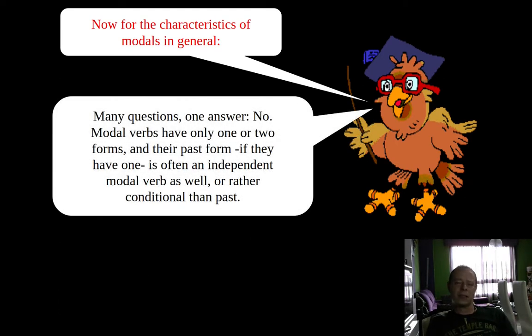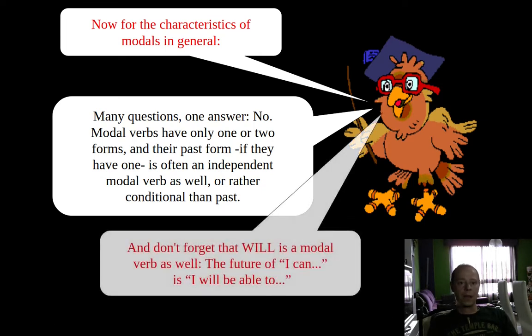There are many questions, but there's only one answer. No, no, and no again. Modal verbs have only one or two forms, and their past form, if they have one at all, is often an independent modal verb as well, or rather conditional than past, as is the case with this can-could thing. And you shouldn't forget either that will is a modal verb as well. The future of I can is I will be able to, because, once more, there can only be one.